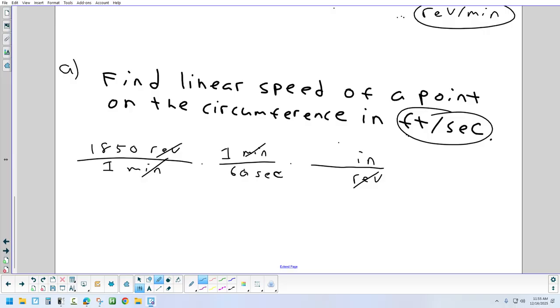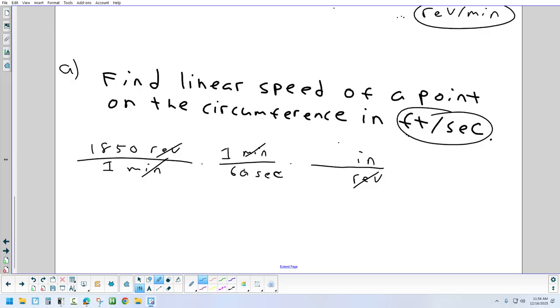So revolutions is gone, and now your units say inches per second. How many inches in a revolution? 18 inches in a revolution? Every revolution? Yes. So like, let's pretend the Earth was a circular orbit around the sun, completely circular. That's 18 inches too? A little further.